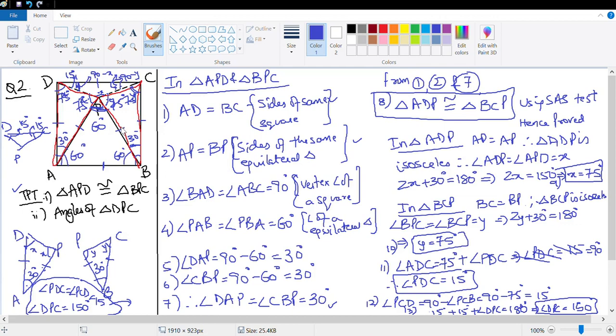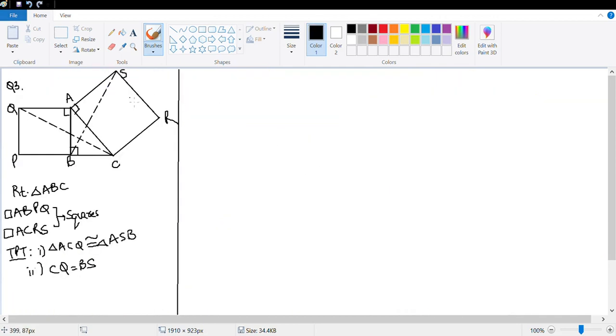The next question that we do is question number 3. Let's look at question number 3. Question number 3 says in the given figure, ABC is a right angle triangle at B. So this is a right angle triangle at B. This is a 90 degree.